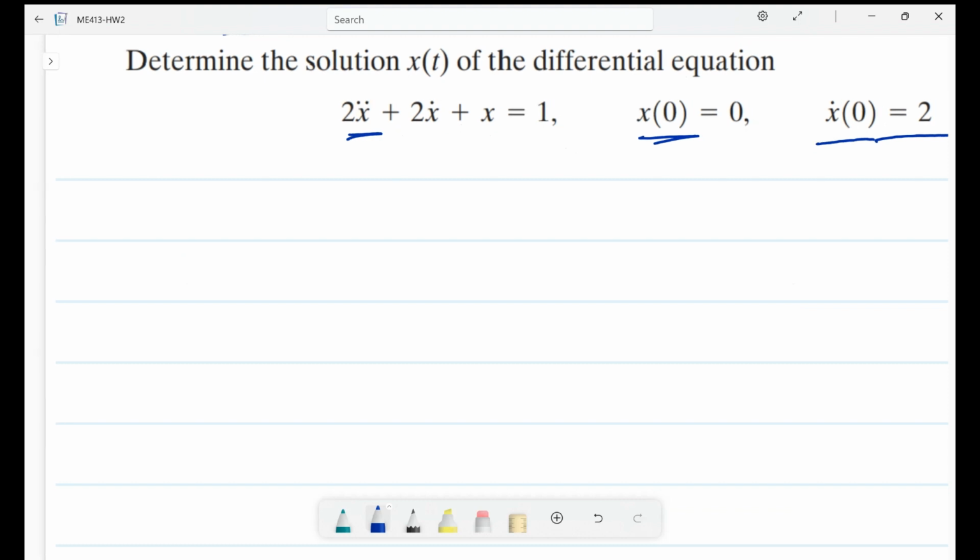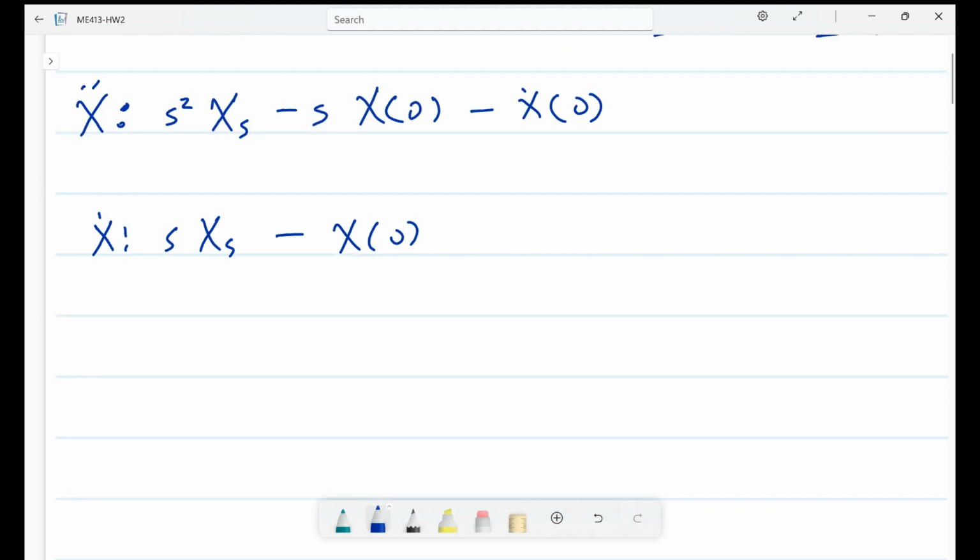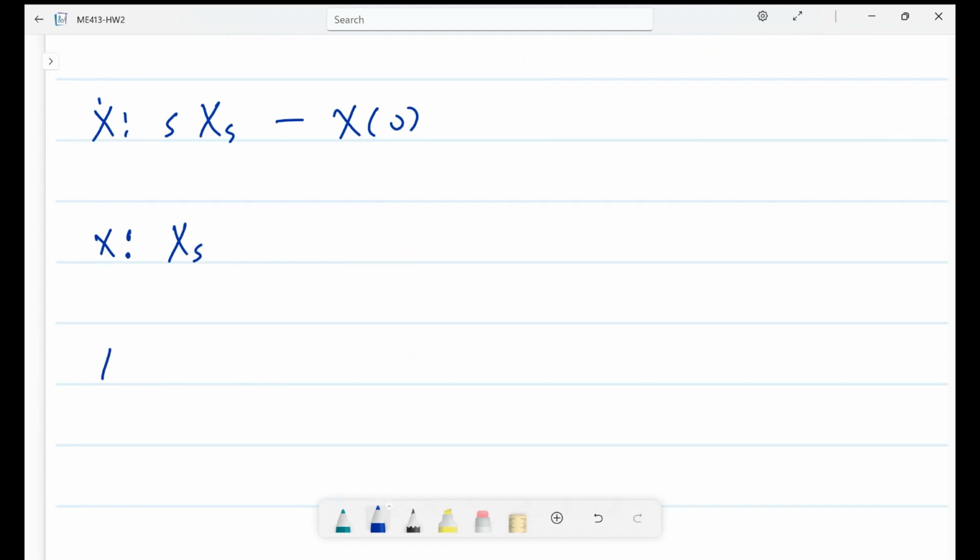So to convert from time domain to S domain, we will use Laplace transformation. The conversion of x double dot will be s squared X(s) minus s x at 0 minus x dot at 0. For x dot, it will be s X(s) minus x at 0. For x, it will be just X(s). And for 1 or any constant, it is just the constant over s. In that case, it will be 1 over s.